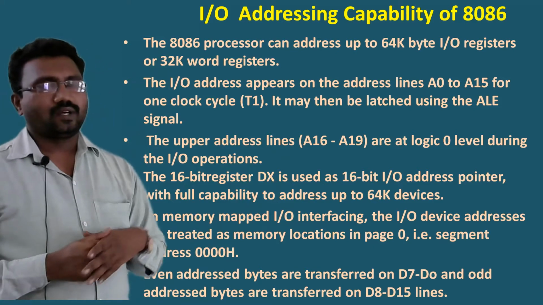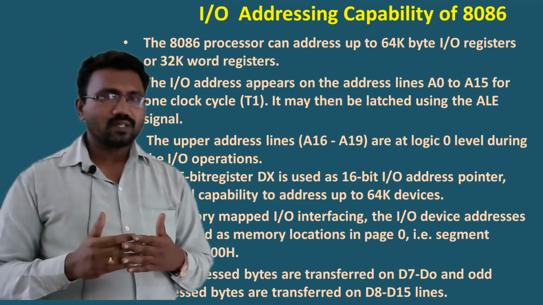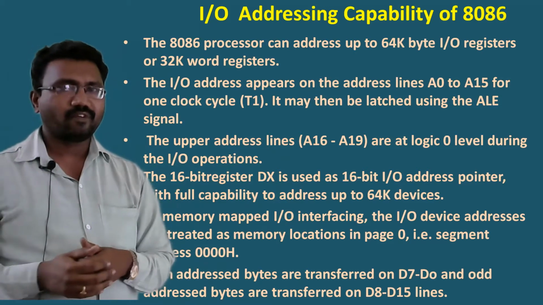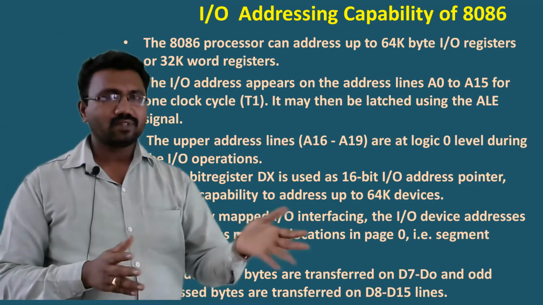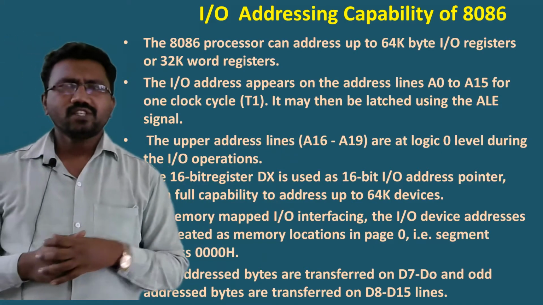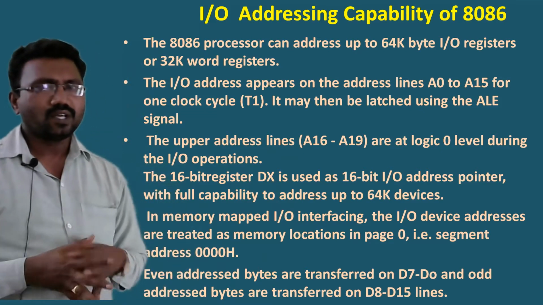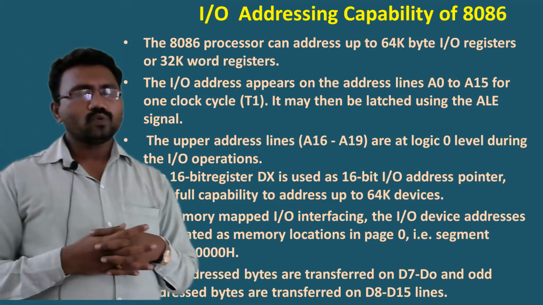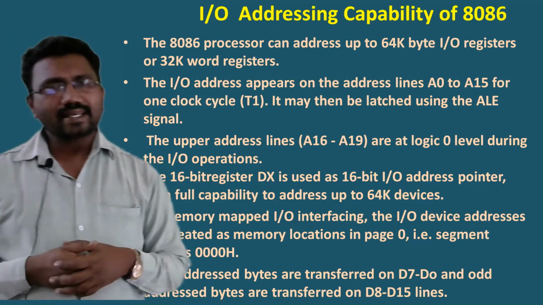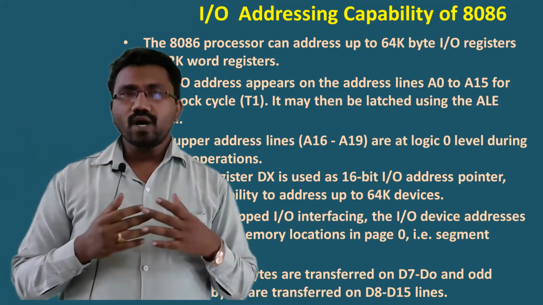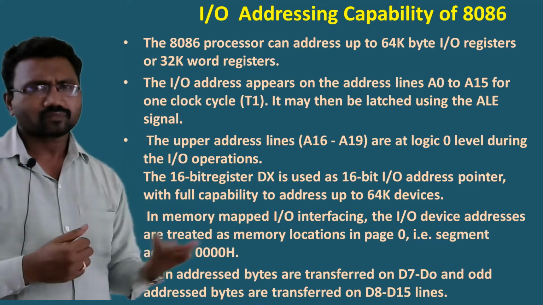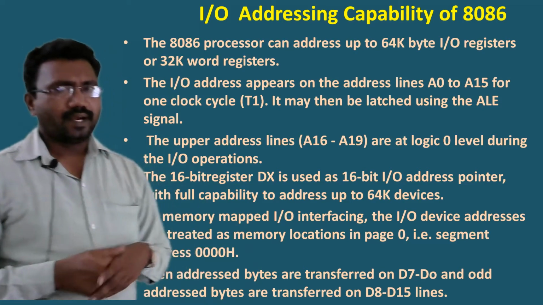In I/O access or memory access, during T1 the address lines are valid. After T1, they indicate data lines. Why? Because address lines are multiplexed with the data lines. Next, the 16-bit register DX is used as a 16-bit I/O address pointer with full capability to address up to 64K devices. Here, one of the special purposes of the DX register is to store 16-bit I/O addresses. In that case, it can address a maximum of 64K devices.